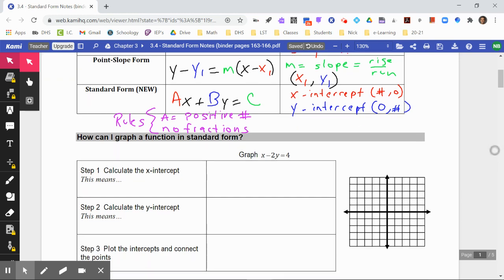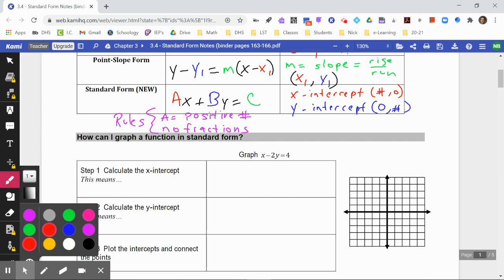Now how do we graph in standard form? Well, graphing in standard form is fairly easy. We have to find the x-intercept and we have to find the y-intercept. What does this mean? To calculate the x-intercept, we're going to need to plug in 0 for y, because when y is 0, then I'll have an x-intercept. So we plug in 0 for y, and then we're going to solve our equation. Let's go ahead and try that.